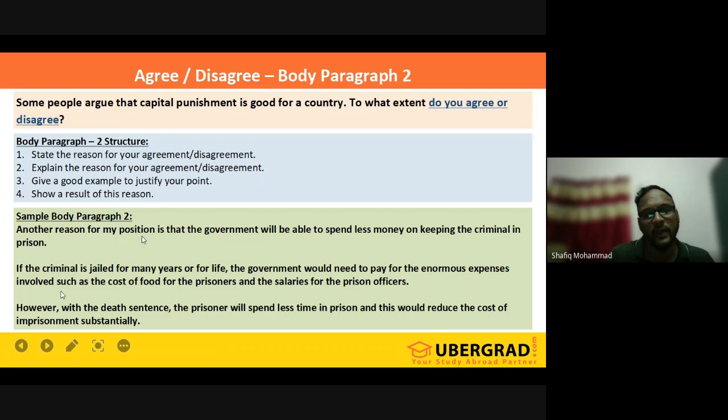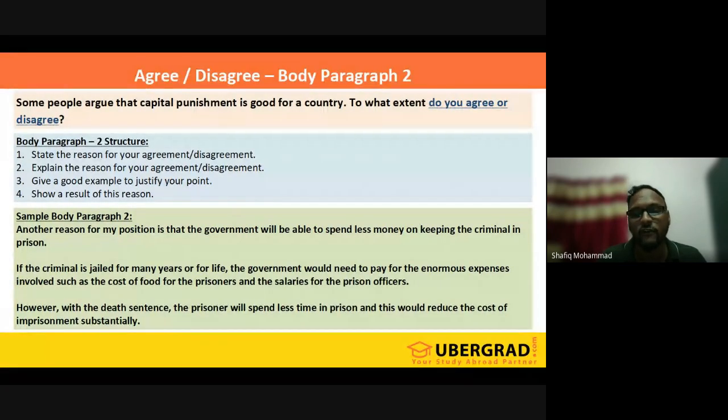Another reason for my position is that the government will be able to spend less money on keeping the criminal in prison. So again, it's talking about money, right? If the criminal is jailed for many years, for life, the government would need to pay enormous expenses involved, such as cost of food for the prisoners, and the salaries of the prison officers, those who are taking care of them, right? And sometimes even the medical facilities also. Everything comes under money, right? However, with the death sentence, the prisoner will spend less time in prison, and this would reduce the cost of imprisonment substantially.